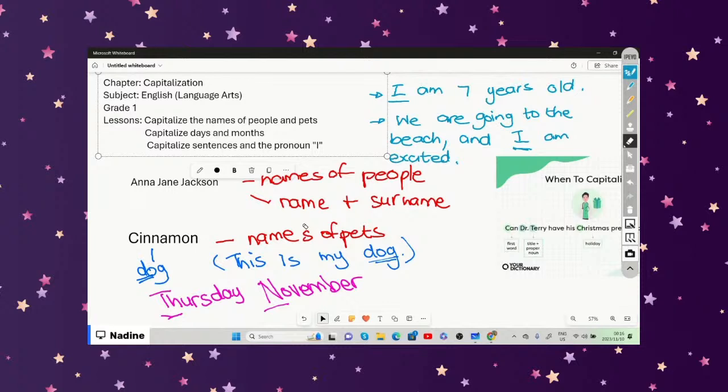So it is either I at the beginning of the sentence, which is, for example, I am 7 years old, or it is I somewhere in the middle of the sentence or close to the end of the sentence. But the pronoun I always needs to be capitalized. So here it says, we are going to the beach and I am excited.